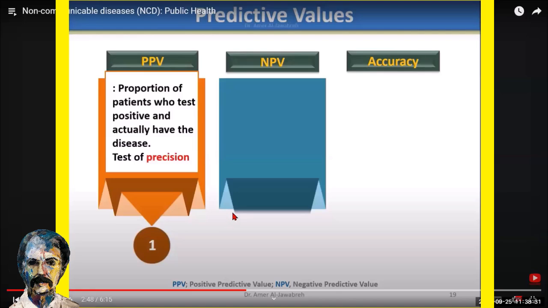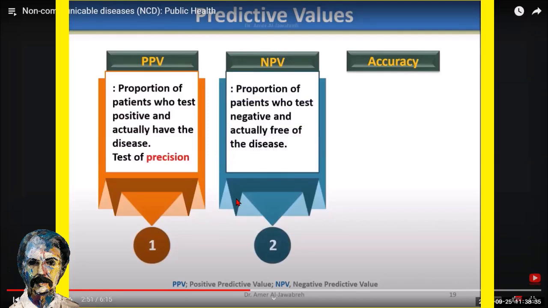Okay. Negative predictive value. Look at this. The proportion of patients who test negative and they are actually undiseased. They're actually healthy. So negative and healthy. Positive but with disease, this is positive predictive value. This is negative predictive value.